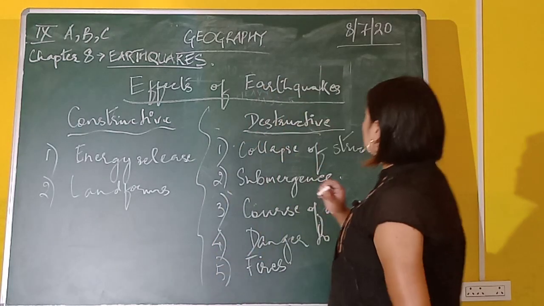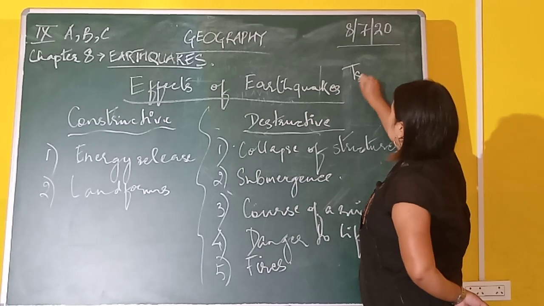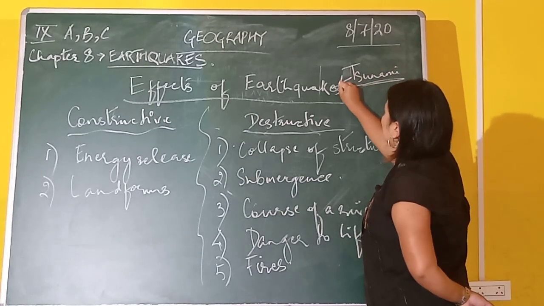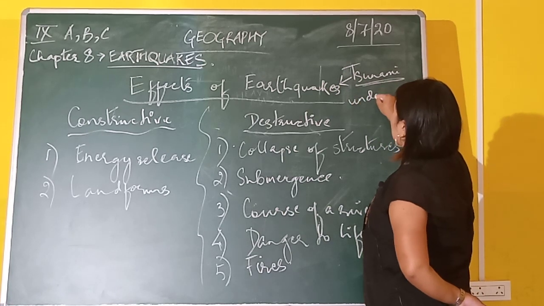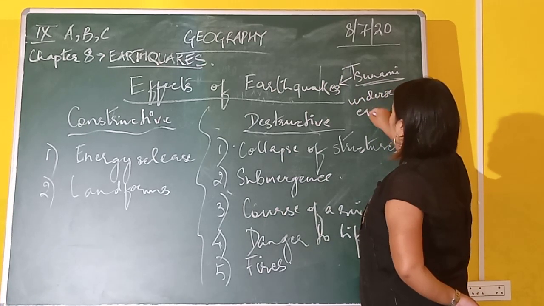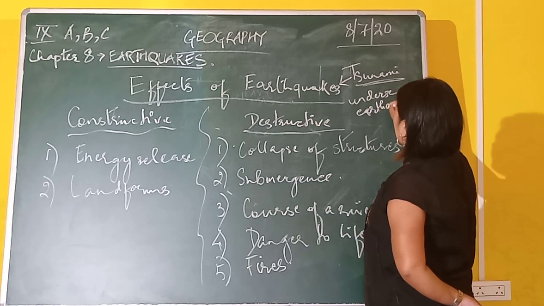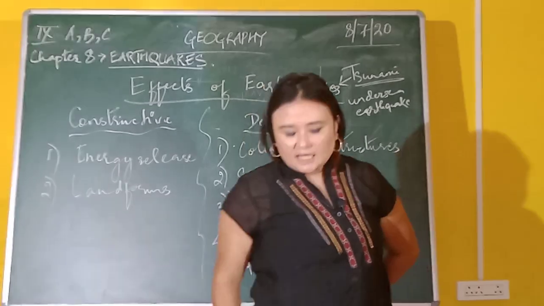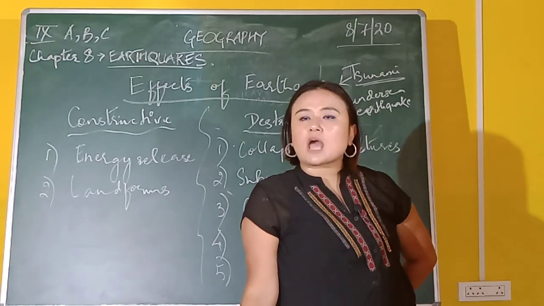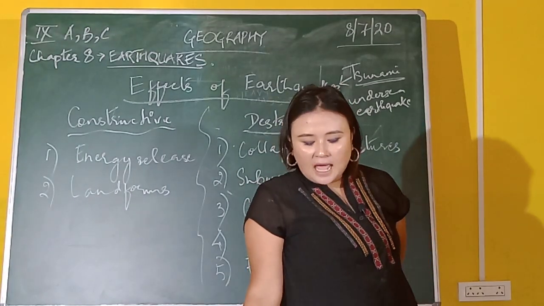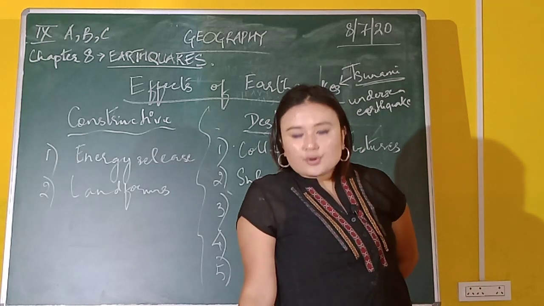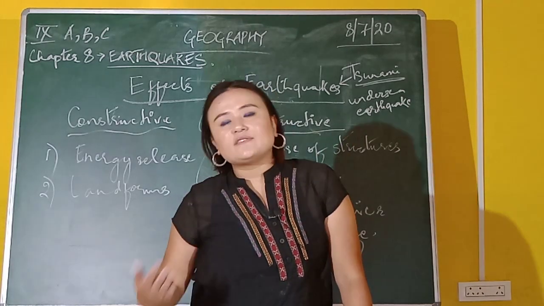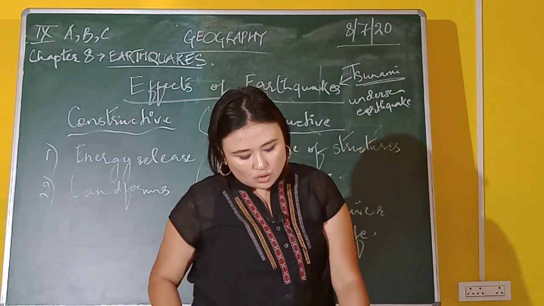So when you use the term tsunami, T-S-U-N-A-M-I, a tsunami is caused by an undersea earthquake. The name tsunami is from two Japanese words, tsu meaning harbor and nami meaning wave. That means the wave that has been created in the coastal region, or in your harbor, is termed a tsunami.